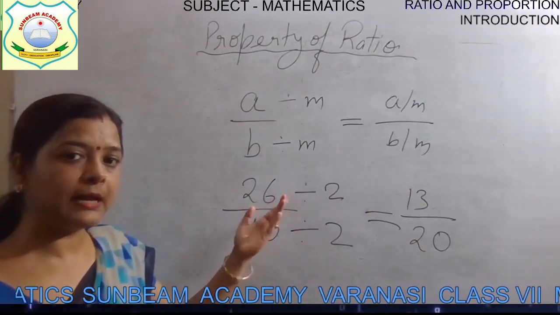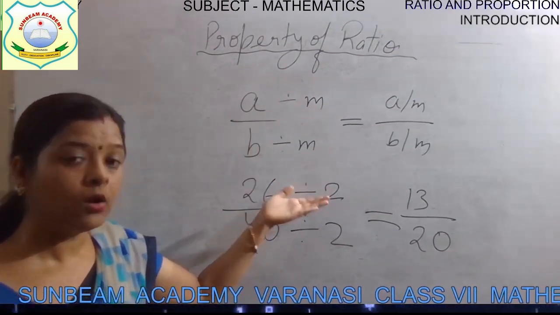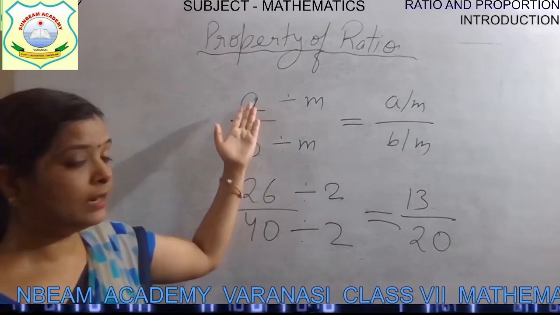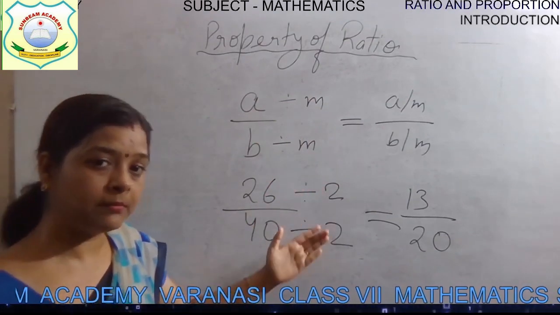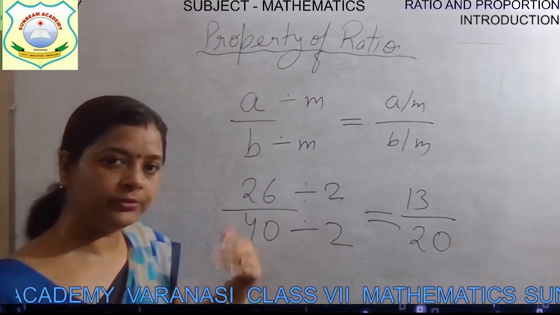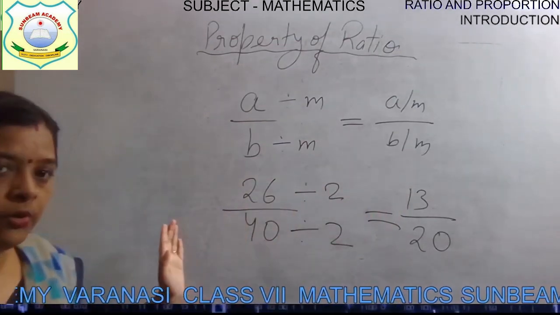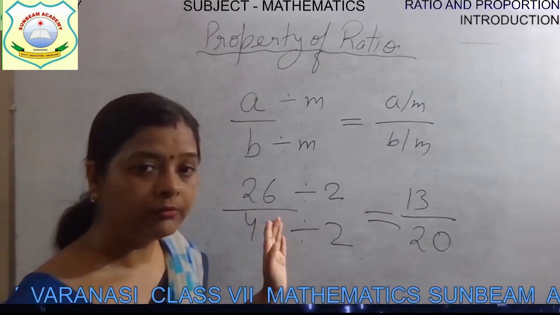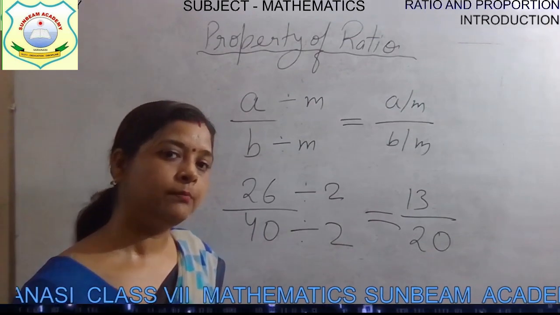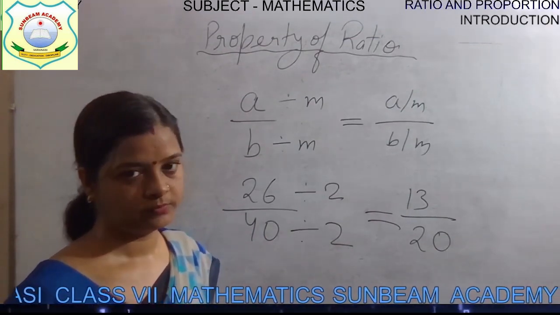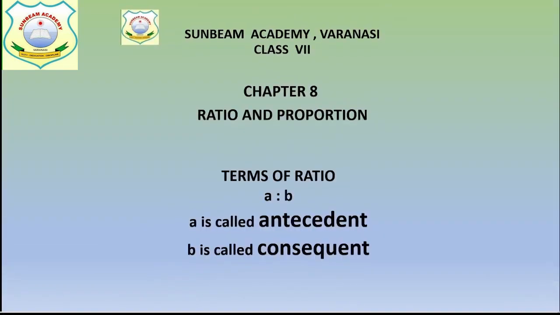So if you multiply a given ratio by the same number in numerator and denominator, or divide the numerator and denominator by the same number, either multiply or divide, whatever answer you get will be equal to the ratio when it is converted into simplest form. Am I clear? So this is the property of ratio. Now let's move ahead with the next topic, children.